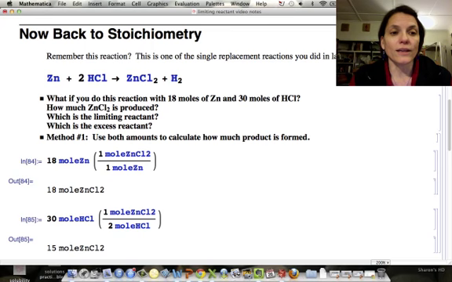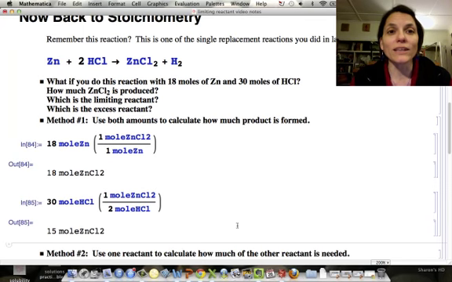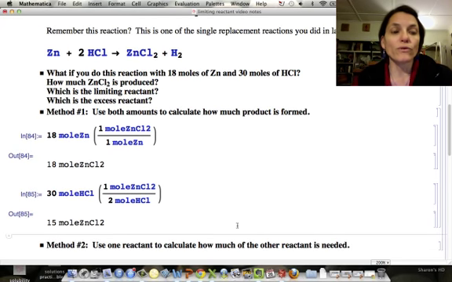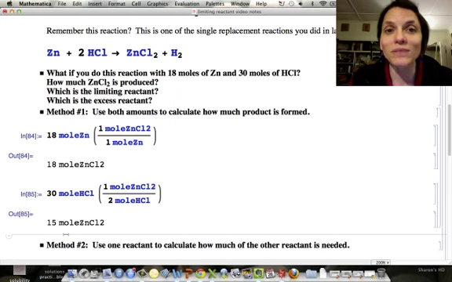Shift return. And look what we get. Now we can actually get an answer. If we react completely 18 moles of zinc, we get 18 moles of zinc chloride. If we completely react 30 moles of HCl, we only get 15 moles of zinc chloride. So there's your answer. We have answered 2 questions at once.